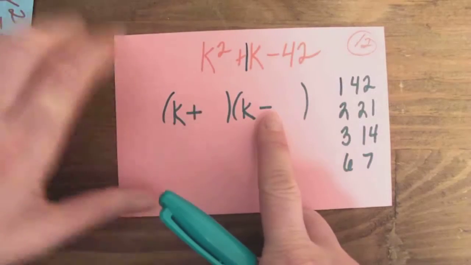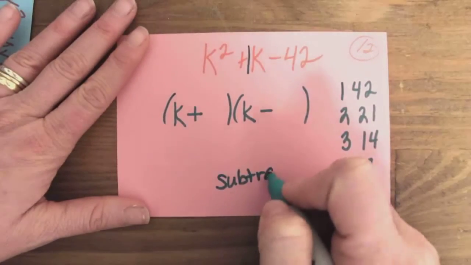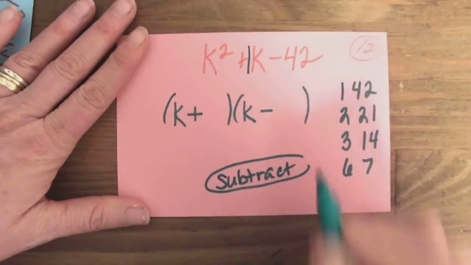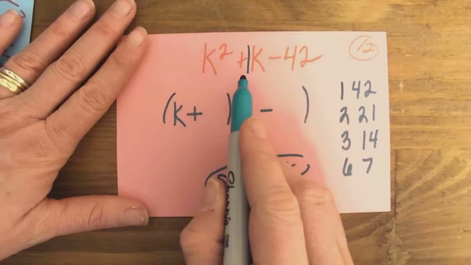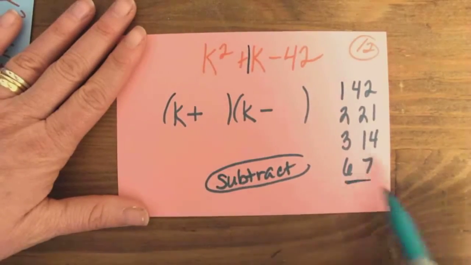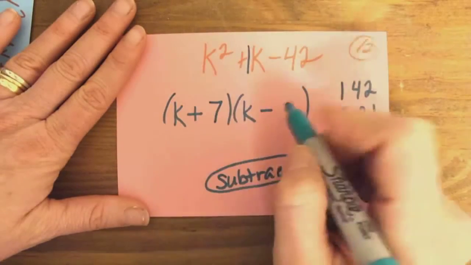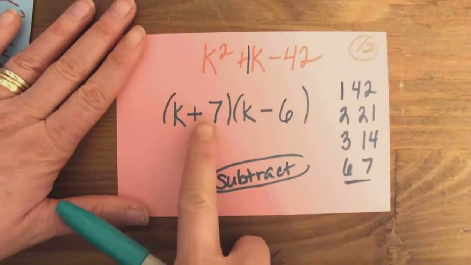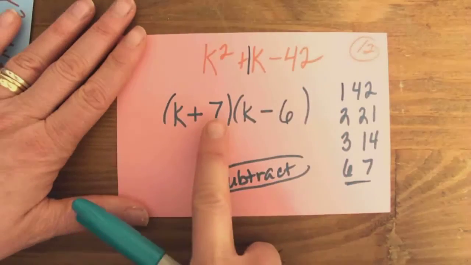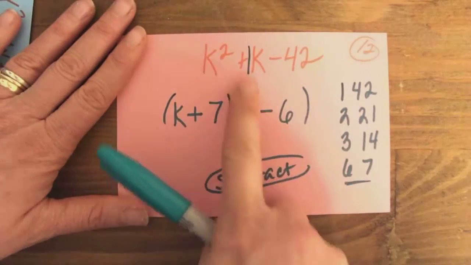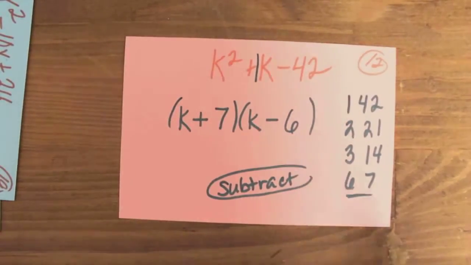So when one's positive and one's negative, when I'm trying to figure out my numbers, I like to think which one subtracts to give me the 1. If I look here, 7 and 6 would be my option. If I put a 7 here and a 6 here, 7 times negative 6 is negative 42, and a 7 and a negative 6 would give me 1. So that way I have that one correct.